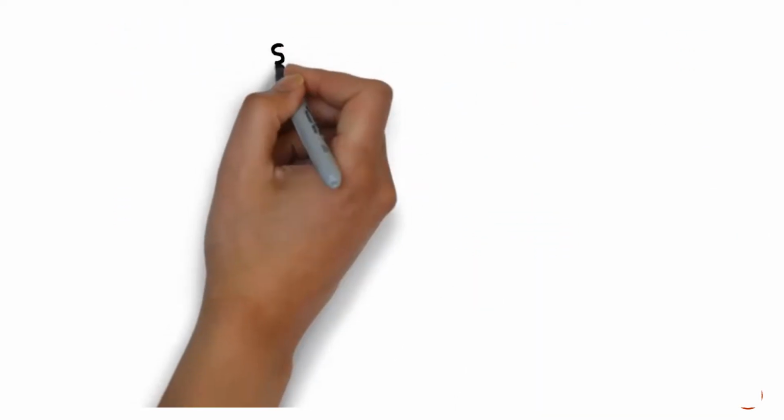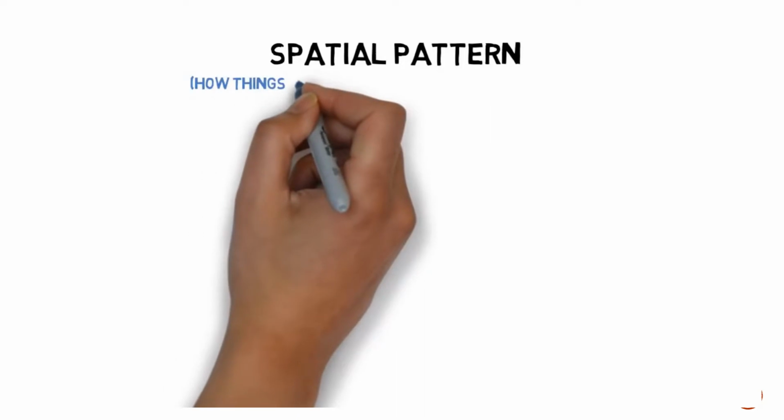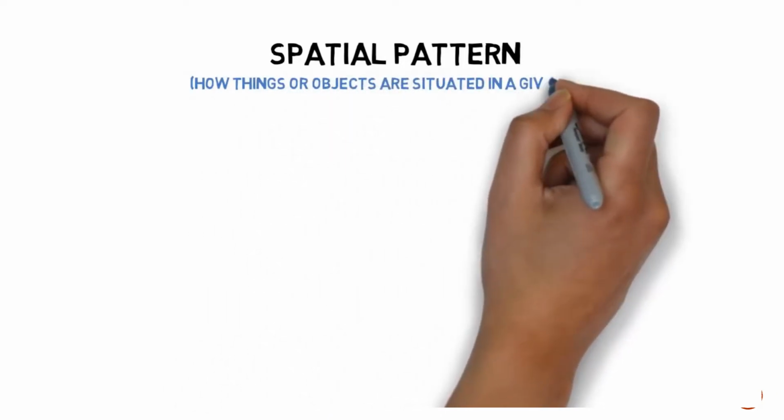Another common category for arranging main points in an informative speech is space. Spatial patterns organize information according to how things or objects are situated in a given area.